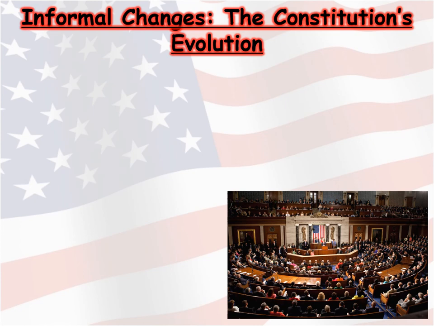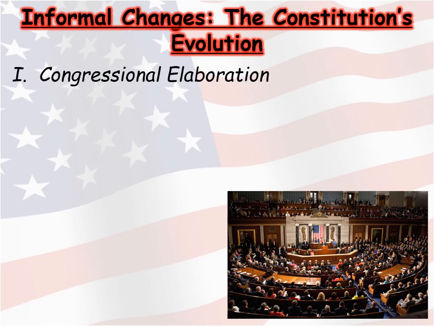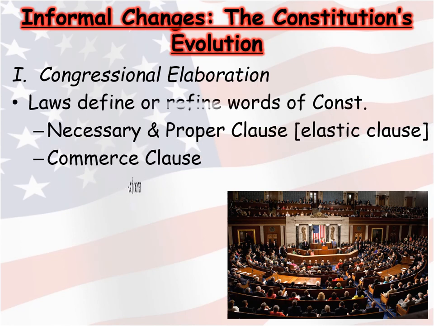Besides the formal changes to the Constitution, which are the 27 amendments, there have been other informal changes allowing it to evolve. One example is congressional elaboration, the idea that the laws that are passed by Congress can define or redefine words of the Constitution. We see this in the application of the Necessary and Proper Clause or the Elastic Clause. I'll talk more about that later, as well as the Commerce Clause, which has to do with trade. Again, I'll talk about that later, and the use of impeachment.